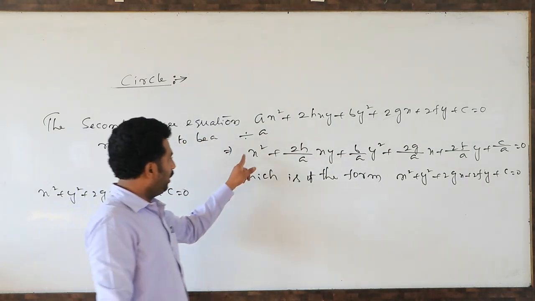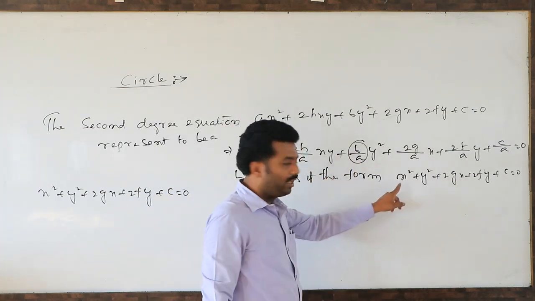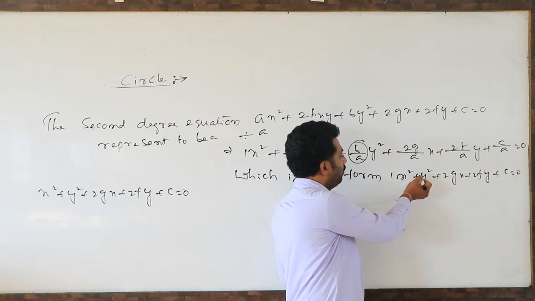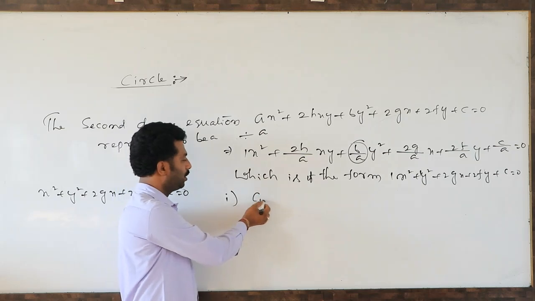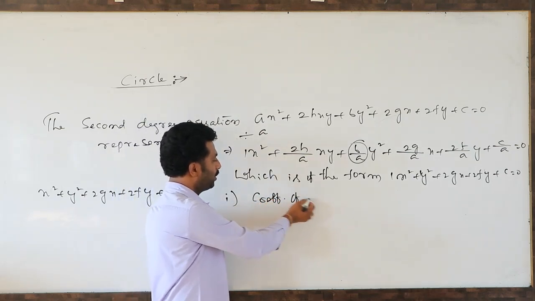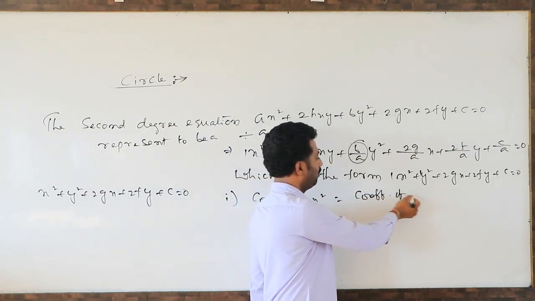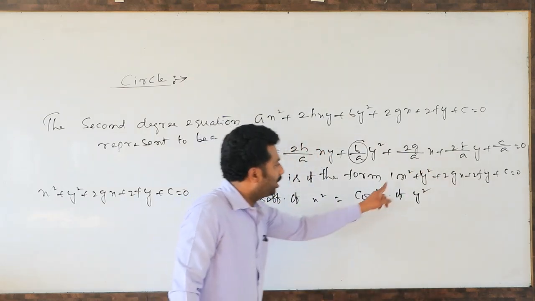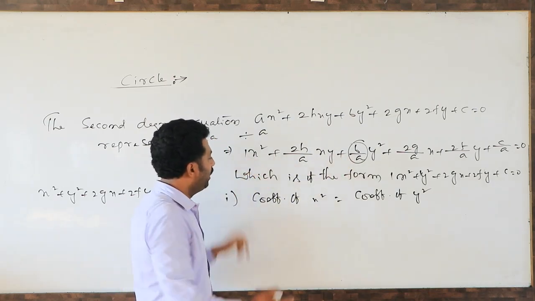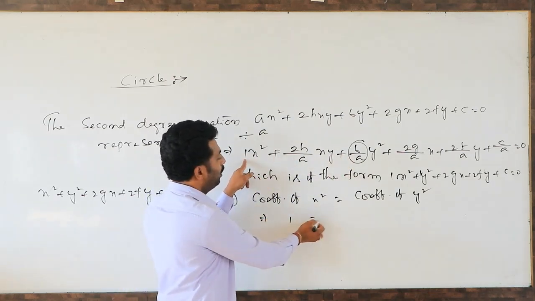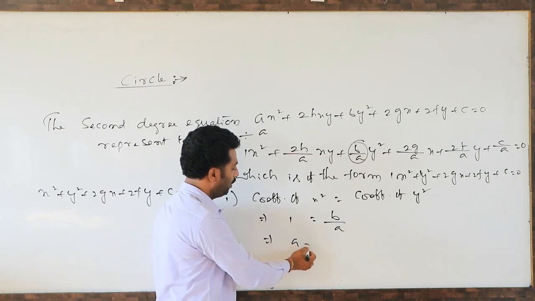So very clear. Here x square coefficient 1, here y square coefficient b by a. Here you observe, x square coefficient 1, y square coefficient 1. So first condition you observe: coefficient of x square equal to coefficient of y square. Because x square coefficient 1 and y square coefficient 1 are both equal, here also we are going to equate. Here x square coefficient 1, here y square coefficient b divided by a. So finally a equal to b.